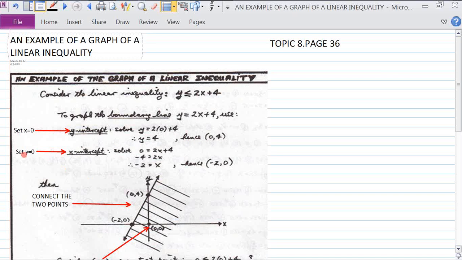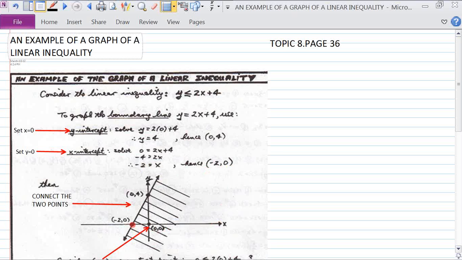Then we can get the x-intercept, and we do that by setting y equal to 0. We set y equal to 0 and put it back into the original equation. 0 equals 2x plus 4. Bring the 4 from the right to the left. 2x equals minus 4. X equals minus 2. So minus 2 comma 0 is another intercept.